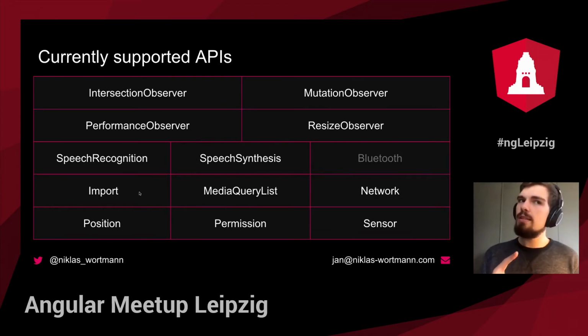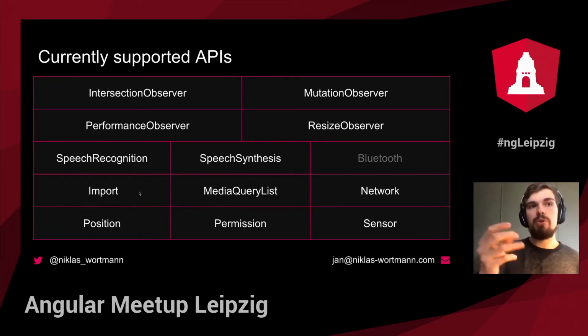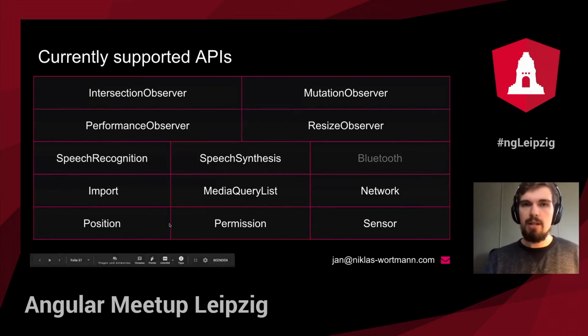It supports dynamic import, so you can use RxJS-Web to dynamically load JavaScript files at runtime. Additionally, we have media queries, which you could use for dark theme support, for example. I already teased the network API and the position API. Under the hood, we are also using the permission API, at least for the position and the sensor API, but it's also exposed.